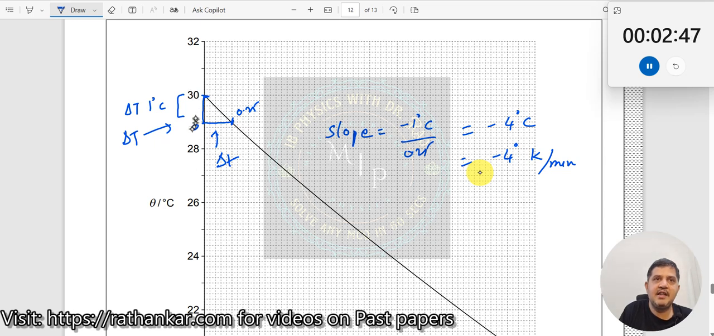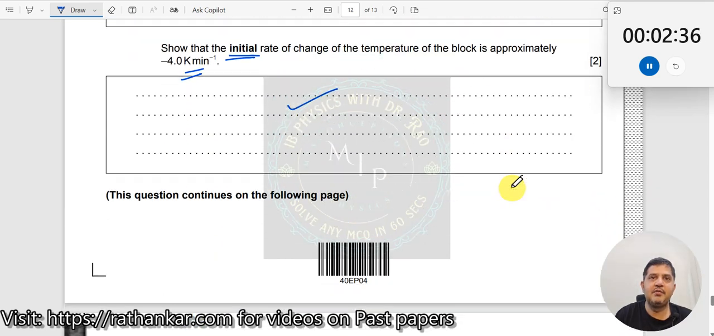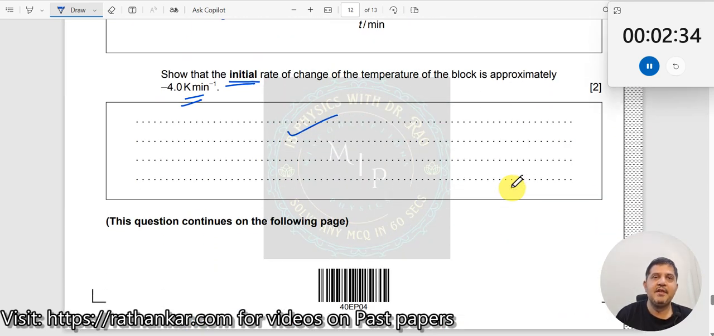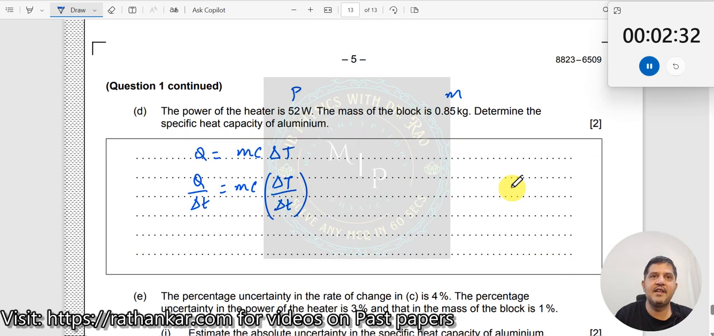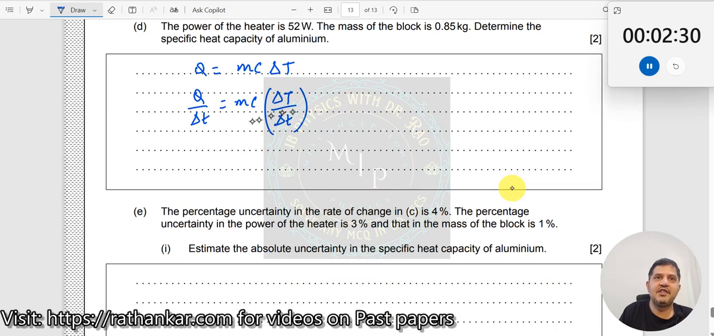So what did you do? Delta T by delta t, difference in y by difference in x, what did you get? Slope over here, right? So this is nothing but delta T by delta t, which you got as minus 4 K. So you can put it over here. It's here. So this should be mass. Let us substitute this value. So 52 watts.